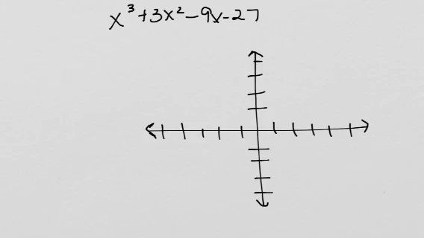This problem is asking us to graph the polynomial x cubed plus 3x squared minus 9x minus 27. We know that this is a cubic polynomial with positive amplitude because the coefficient in front of x cubed is positive 1. That tells us that our end behaviors are down and up. We also know that our y-intercept is negative 27 because that's our constant term. So we can graph negative 27 as our y-intercept.